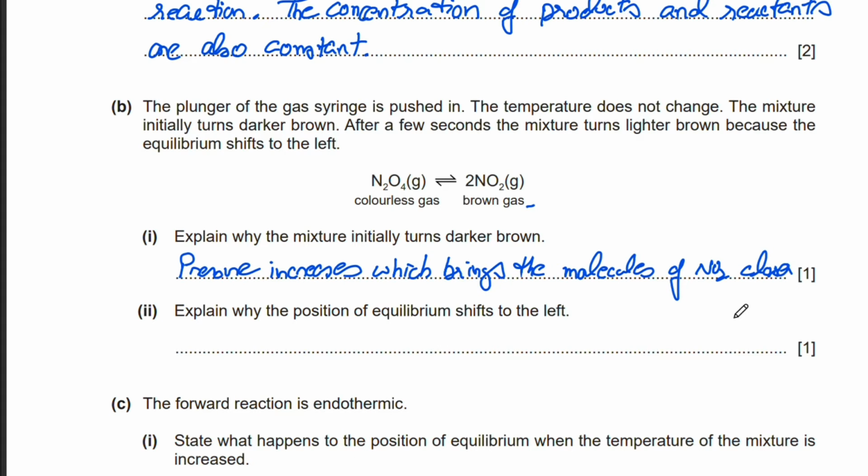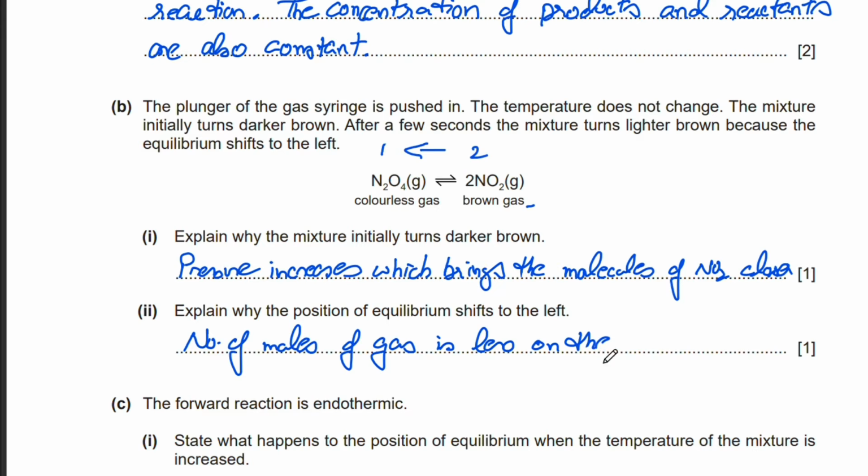Now, the next part is: explain why the position of equilibrium shifts towards the left. Now see, you can see on the left hand side the number of moles of gas is 1, whereas on the right hand side it's 2. So when you increase the pressure, the equilibrium will shift towards where the number of moles is less. So what you will write? Number of moles of gas is less on the left side.